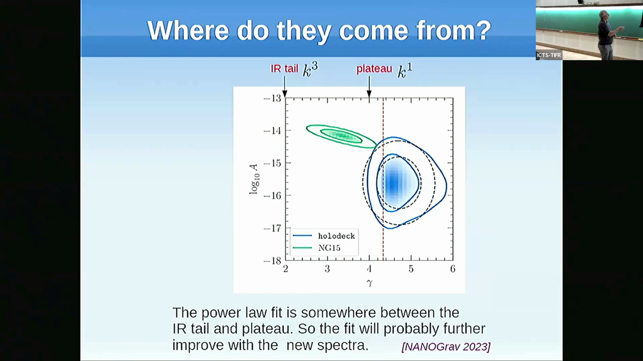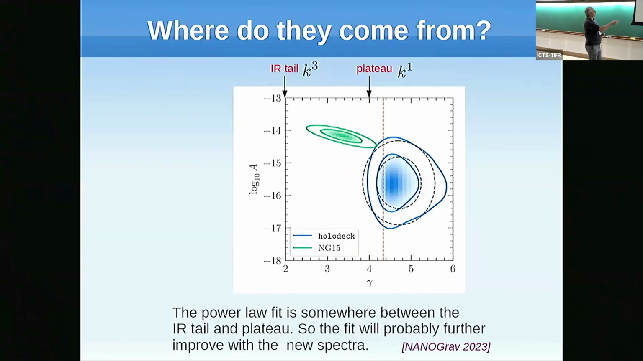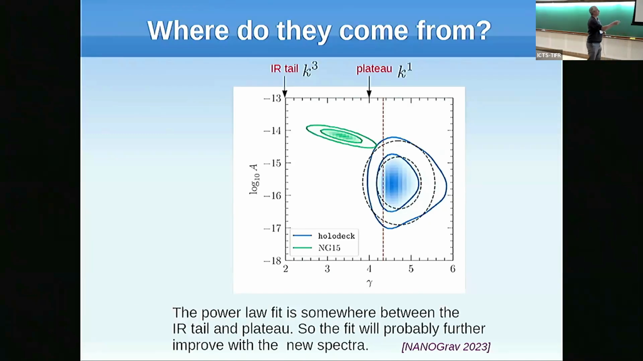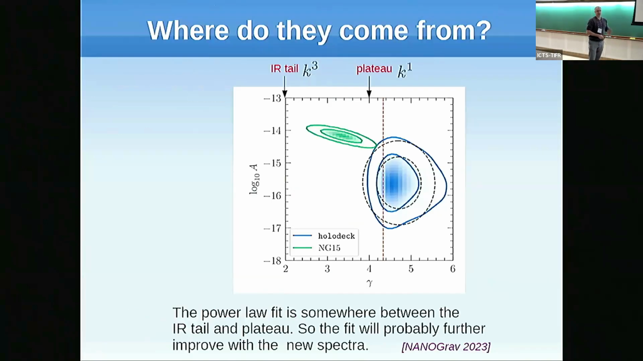To indicate this, I've shown you the two slopes that we get from the simulation, the k to the 3 and the k to the 1, in these units. The infrared tail, the k to the 3, would be a 2 in gamma, and the plateau, the k to the 1, would be a 4 in gamma. So basically, the in-between region between the plateau and the infrared tail, which means exactly the knee, will give you something in between these two scales. So there's no problem here to fit the power spectrum of this form to the NANOGrav data. It will give you a perfect fit, right? If you just do the fit, your fit ends up exactly in the middle of this ellipsoid.